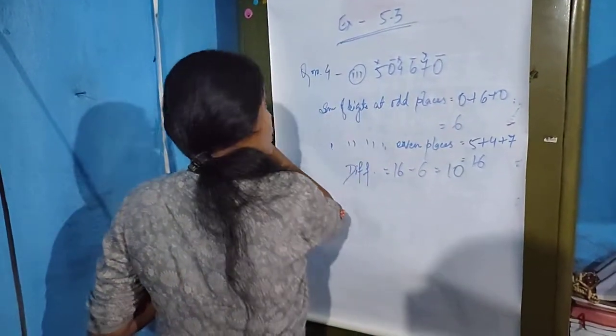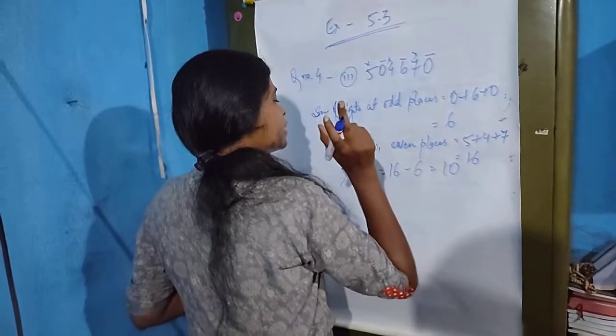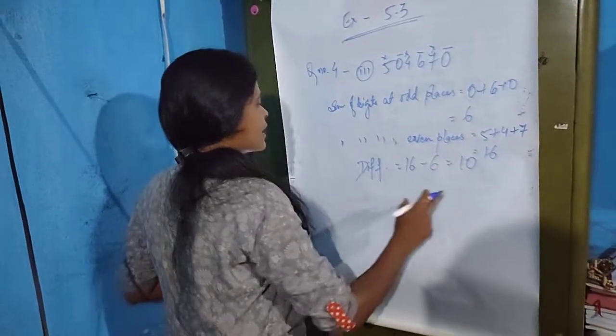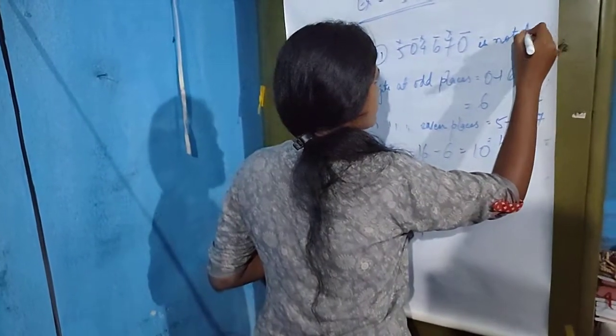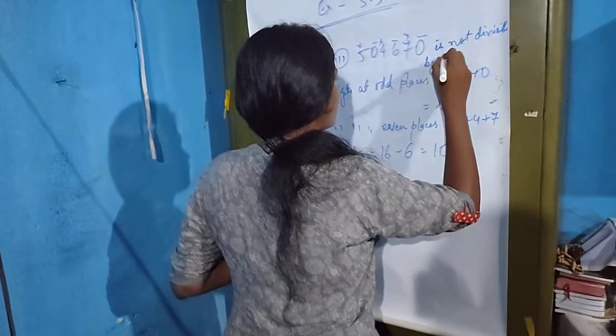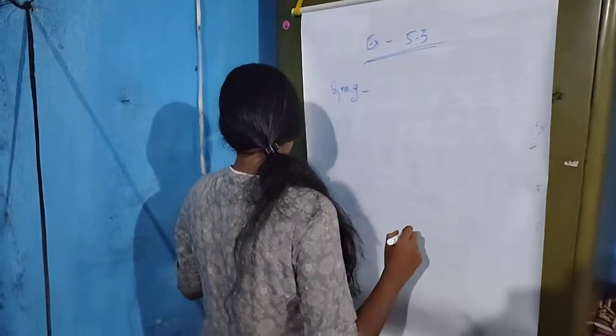Now you tell me the condition: if 0 comes, or if a multiple of 11 comes, then only this number is divisible by 11. But here 10 is coming, that is why this is not divisible by 11.